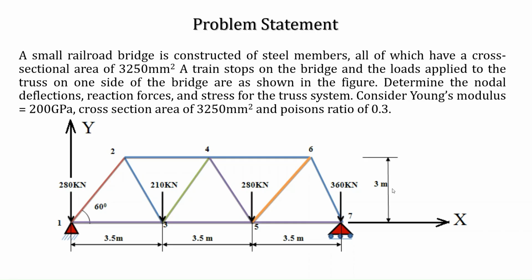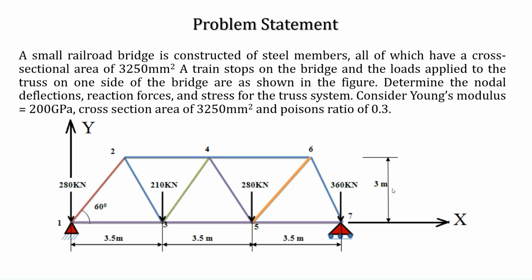Next, moving on to the type of loads that are acting. At node 1 there is a load of 280 kilonewton acting downwards, and at node 3 there is a load of 210 kilonewton, again acting downwards. Similarly, at nodes 5 and 7 we have loads of 280 kilonewton and 360 kilonewton magnitude acting downwards, as shown in the figure.